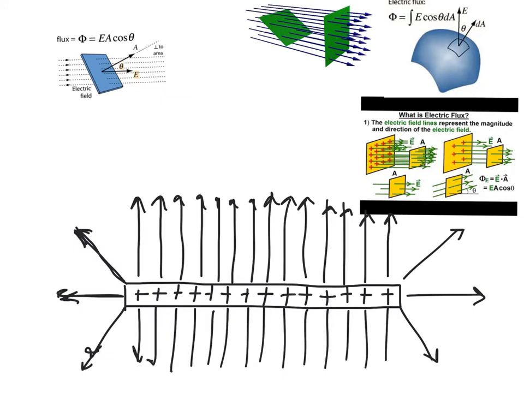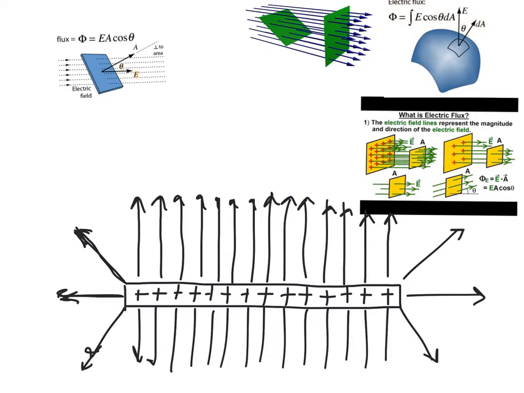Just a quick review of a few kinds of fields that we've seen. I just erased the field due to a point charge. That radiates in all directions. And so I hope you understand it follows the inverse square law. It gets weaker as 1 over r squared.